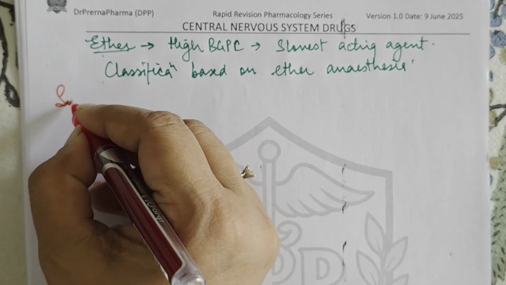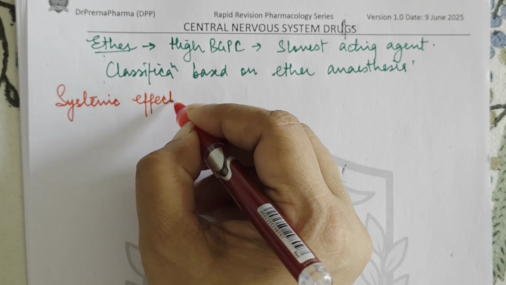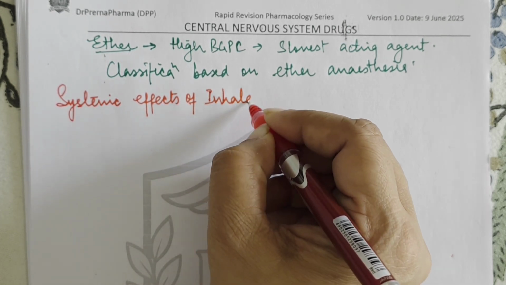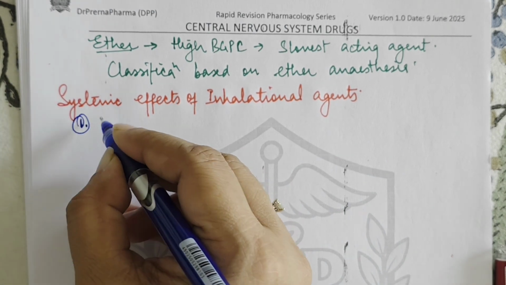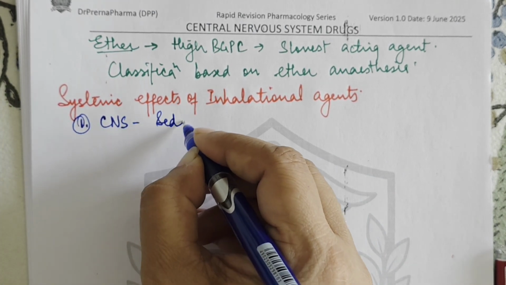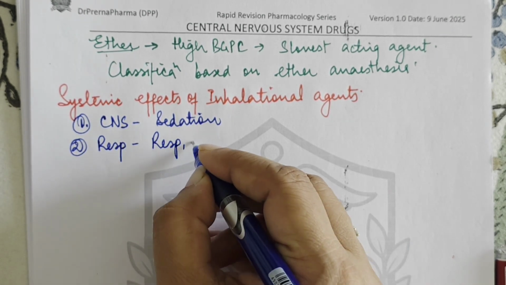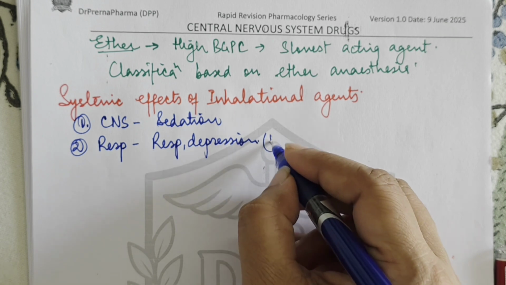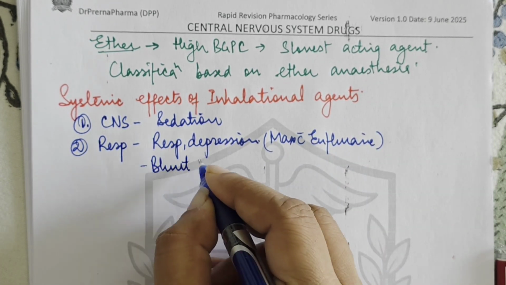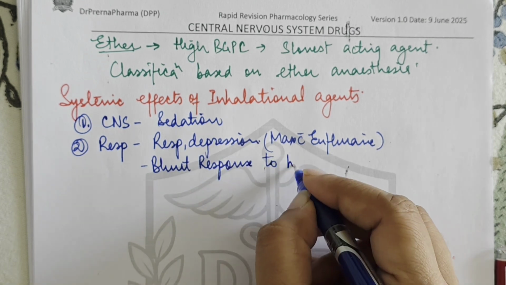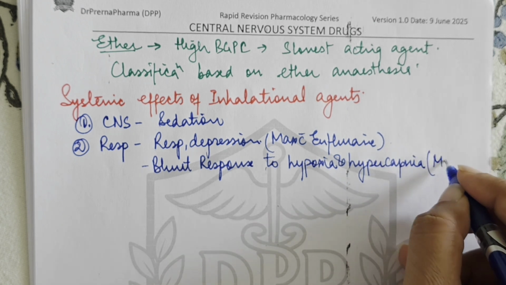Now let's see the systemic effects. What are the effects of these inhalational agents? Because they are anesthetics, they are definitely going to reduce or sedate. So the first action on the CNS is sedation, like unconsciousness. Then on the respiratory system, they cause respiratory depression, which is maximum with enflurane. Then they also blunt the response to hypoxia and hypercapnia. This is seen maximum with halothane.